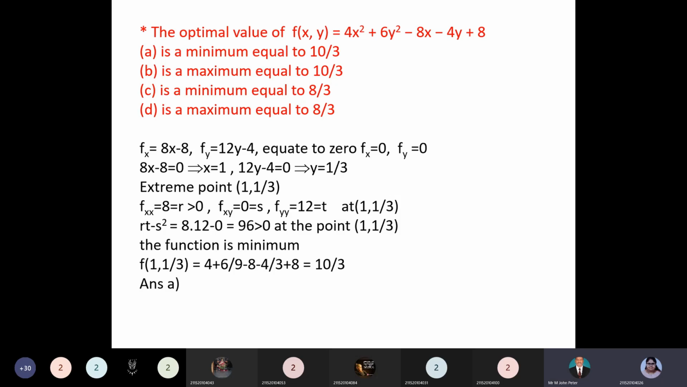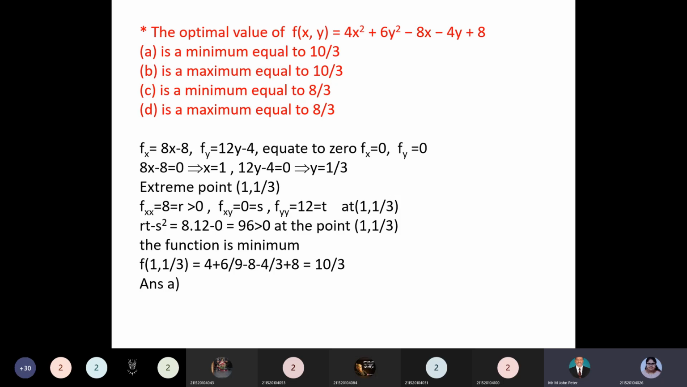See that fxx, that is r, is nothing but fx differentiated once again with respect to x. So fx is 8x minus 8; differentiate once again with respect to x, you will get 8. Next, fx with respect to y. fx is 8x minus 8, and there is no y in it, so that is 0. That is equal to s. Next, fy once again with respect to y, that is fyy. 12y differentiated gives 12, that is t.